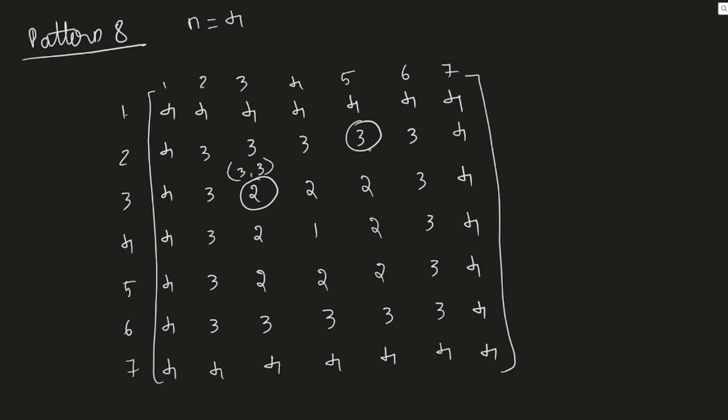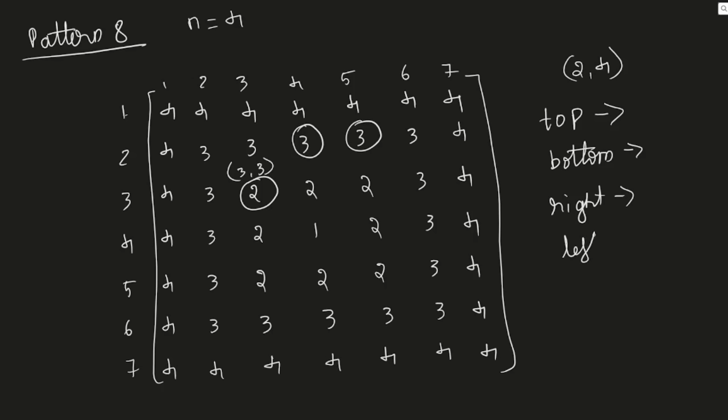Pretty simple. Let me just consider 2 comma 4. What we need to do is get the distances from all the borders in all directions. We need the distance from top, from bottom, right, and left. What is the distance that needs to be traveled from the top for this index? It's nothing but 1.